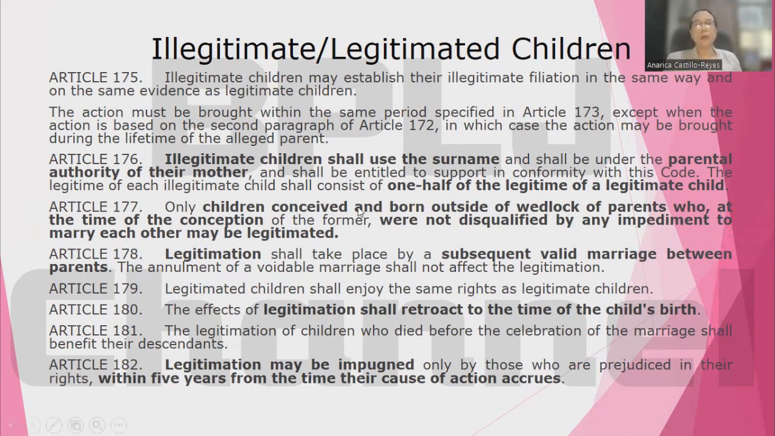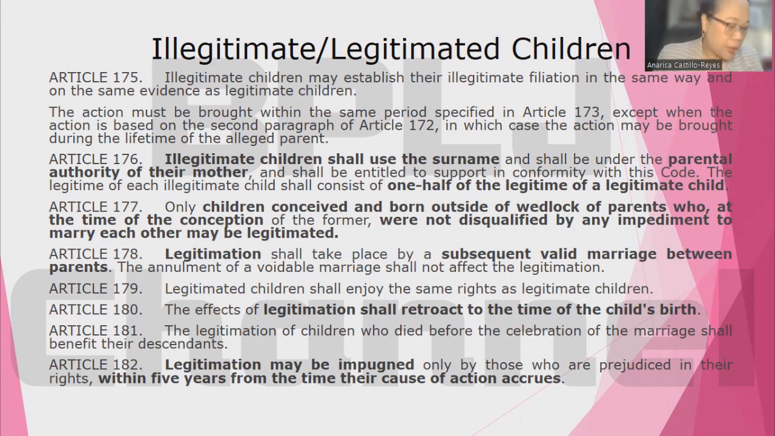How about illegitimate or legitimated children? Illegitimate children, according to Article 175, may establish their illegitimate filiation in the same way and using the same evidence as legitimate children. So the same forms of evidence, either primary or secondary evidence, may be introduced by illegitimate children to establish their own filiation. How about the period to file the same? The action must be brought within the same period specified in Article 173, except when the action is based on the second paragraph, in which case the action may be brought during the lifetime of the alleged parent.